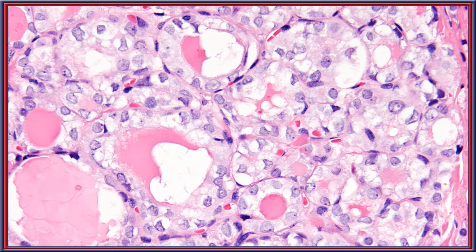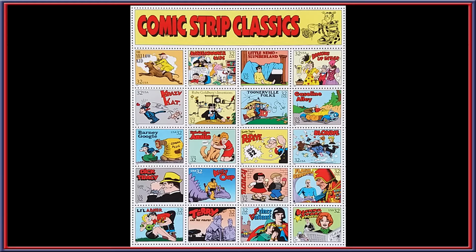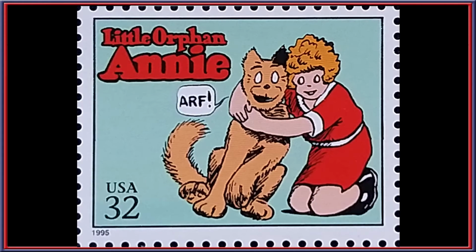The nuclear chromatin distribution is often quite characteristic. This is one that shows a very well-developed area of fine, delicate, even nuclear chromatin. Well, this has been referred to as orphan Annie nuclei, and of course I'm foreign. I didn't know who orphan Annie was, and so thank goodness a strip of various stamps was put out, and here you can see the entire group of all of the comic strips, but I'm going to focus just on the center in this image of orphan Annie and her dog.